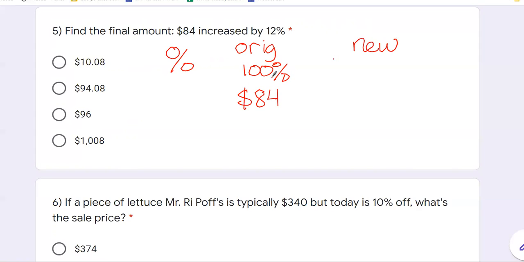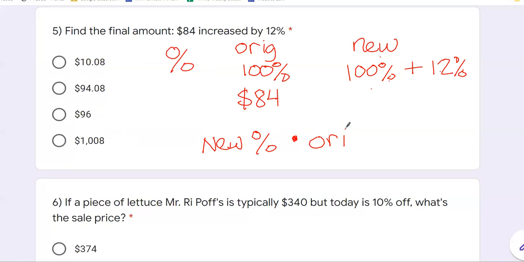And what we want to move to is the new amount. And what do we know about the percent of the new amount? We know that it's 100%, which is the original amount, and it's increased by 12, so we're going to add 12%. So you get some new percentage, and that new percent is going to be multiplied by the original amount, and that should yield the new amount.